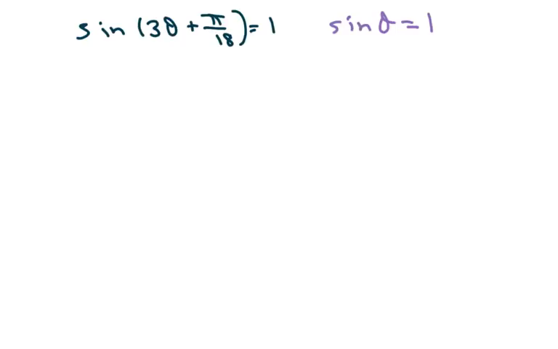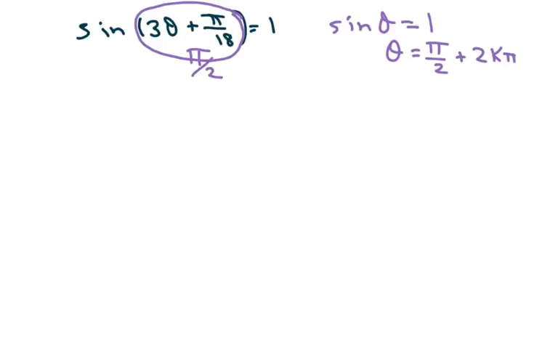Alright, the next one, we're first going to solve sine of theta equals 1. We know that that is going to be pi over 2. I'm going to write this as 2k pi, my general formula for that. So we want this whole thing to equal pi over 2, so I'm going to set it to equal that. 3 theta plus pi over 18 equals pi over 2 plus 2k pi.